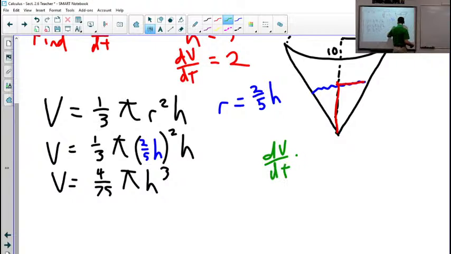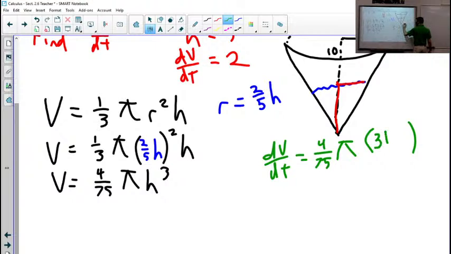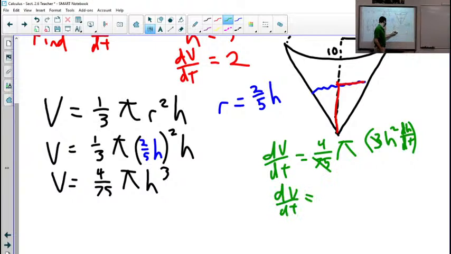dV/dt equals 4/75 pi, which is a constant out in front, times the derivative of h cubed, which is going to be 3h squared dh/dt. So this 3 will cancel with this 75 to be 4/25 pi times h squared dh/dt.